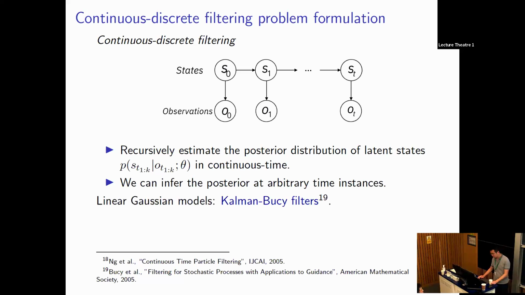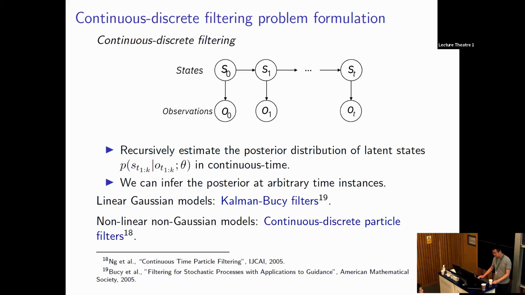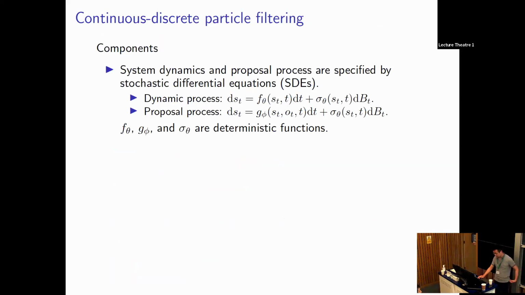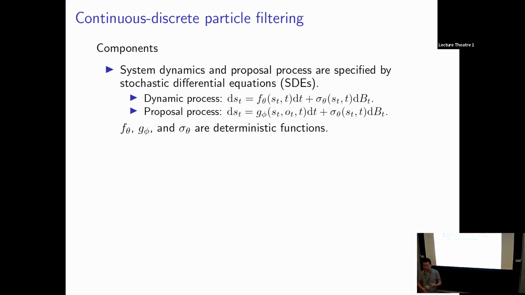Linear Gaussian is the common Bussi filter, with a nonlinear non-Gaussian model. We can have continuous discrete particle filters. So what are the components of those continuous discrete particle filters? Well, basically there are 2 stochastic processes. There's a dynamic process, as we show in our dynamic model, but also there's a proposal process. So how can we also use observation to move those particles into a more effective space?